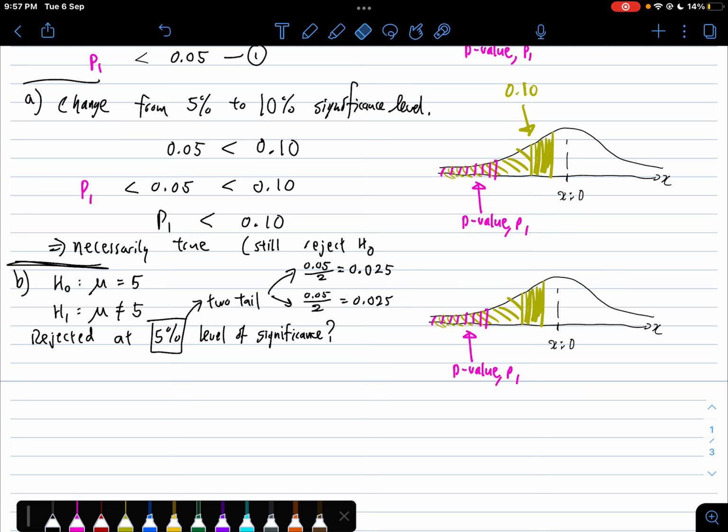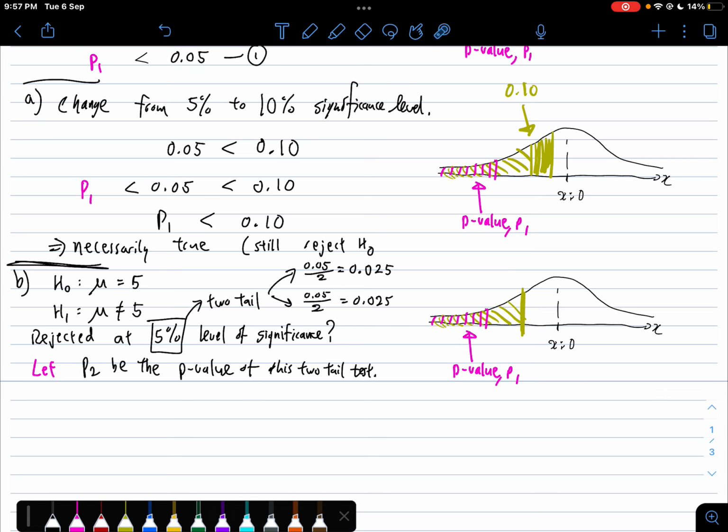Let's just draw a picture, I don't know whether it's true, for the case where we do reject the H naught. In other words, our p-value is less than our alpha. But in this case, it's a two-tailed test, so we would have a different p this time when we calculate. So we can let p2 be the p-value of this two-tailed test.